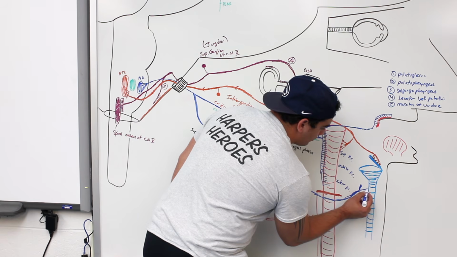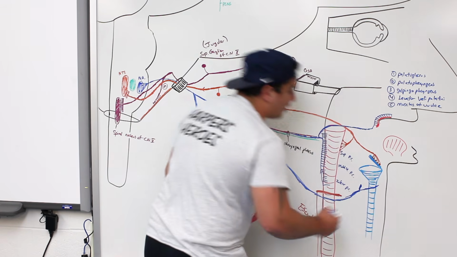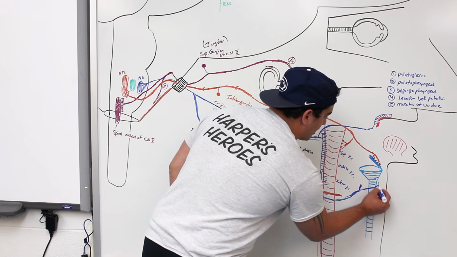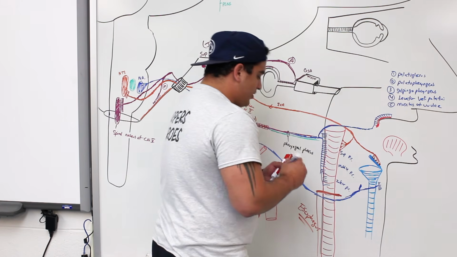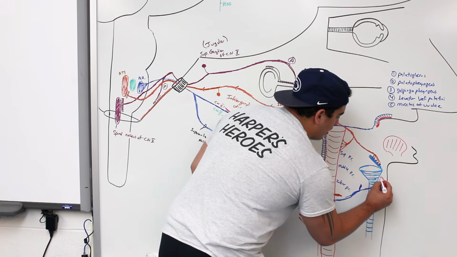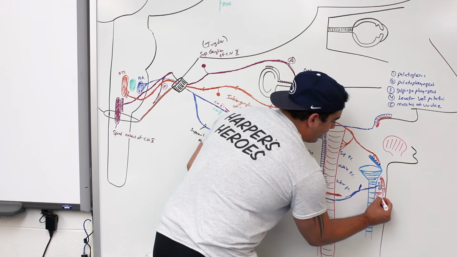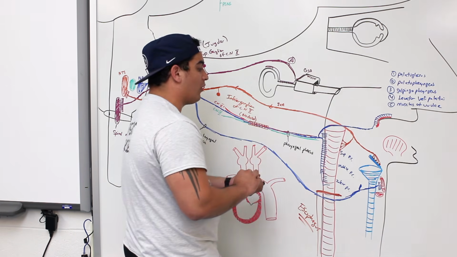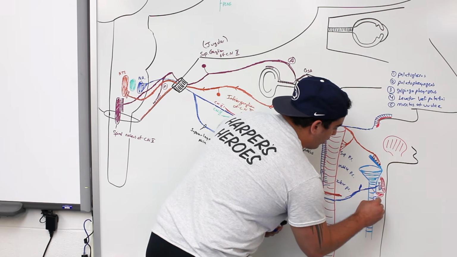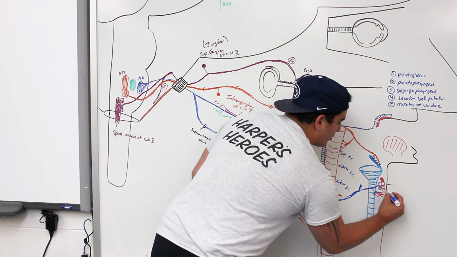But now, this external branch is actually going to supply some muscles in this area. What muscles is it going to supply? There's two main muscles that it's going to supply. Okay, let's say here's one muscle, and let's say here's another one. This is not anatomically perfect, it's just for the sake of knowing what it supplies. It's going to supply two muscles.